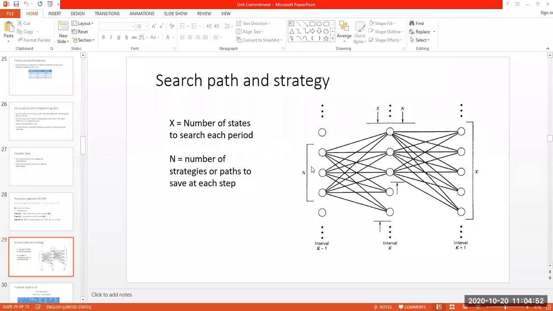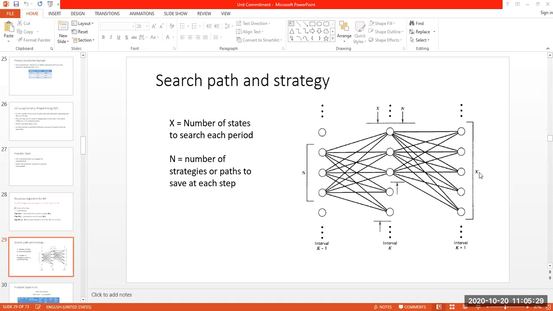Now, what is N? N is the number of strategies or paths to save. So I'm not going to save all the costs associated with the search path. I'm not going to save all 5. Rather, I may choose 4, I may choose 3, I may choose maybe 1, or I may choose N equals X. Why are we doing this? Just to avoid computational complexity, or you can say just to save the computational burden.